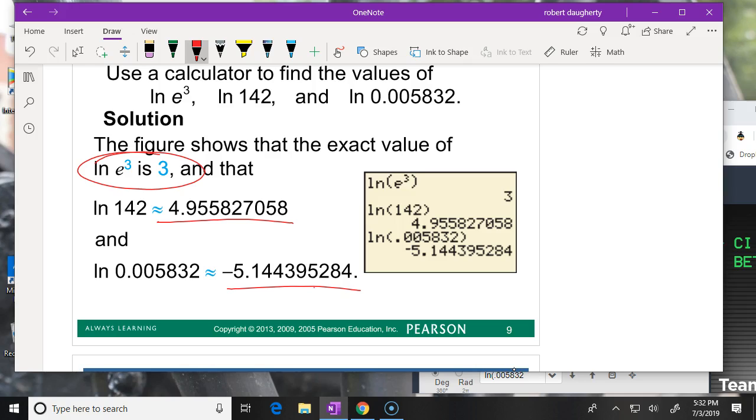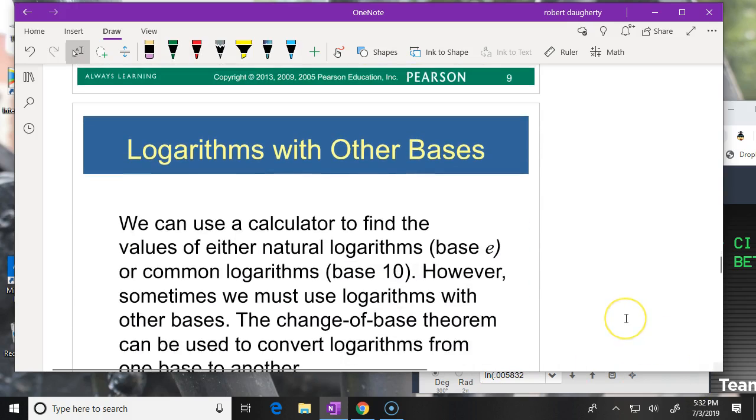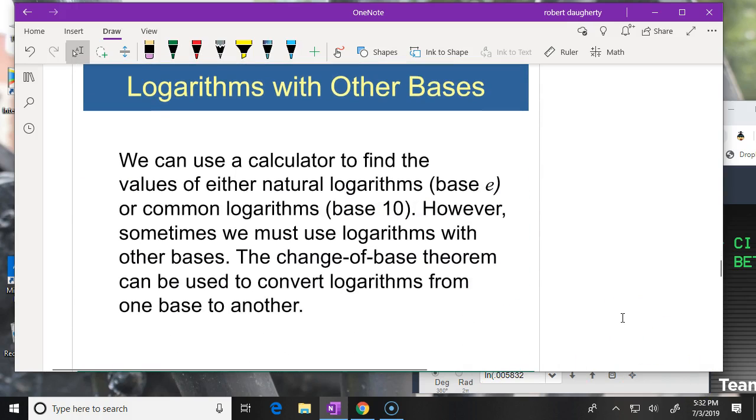So get familiar with your calculator, how it does all of the common logs and the natural logs, so that when you see this on any equation, you're comfortable with how your calculator addresses this, and they vary from calculator to calculator.